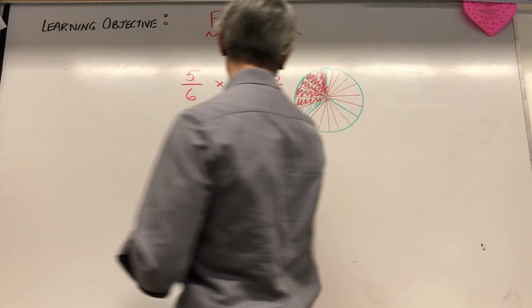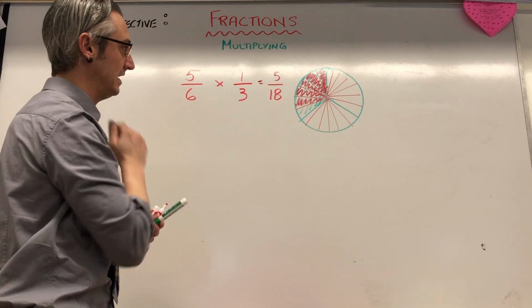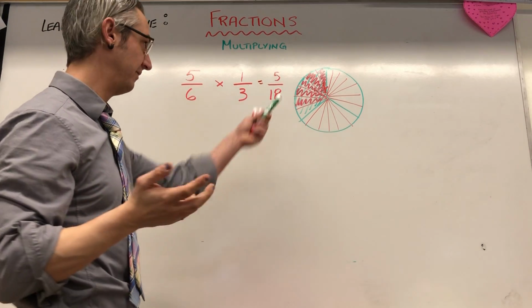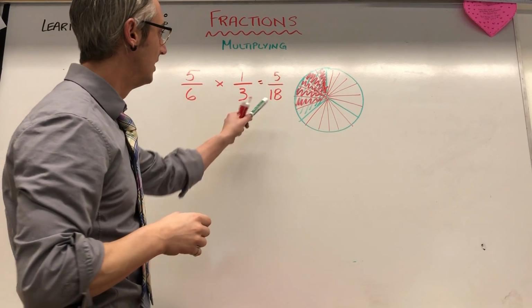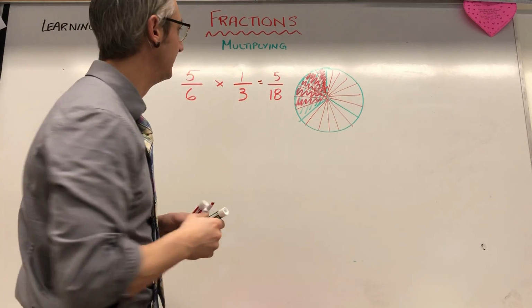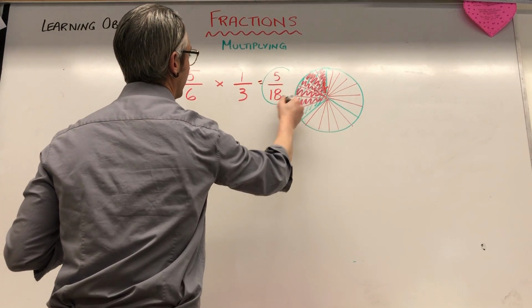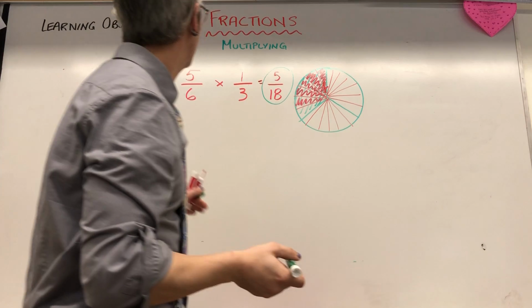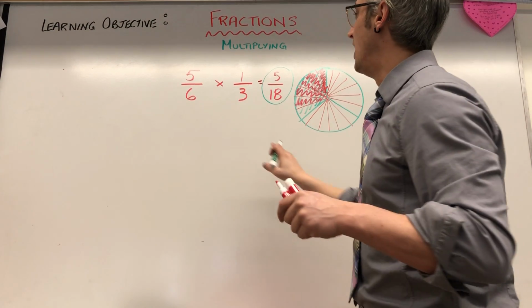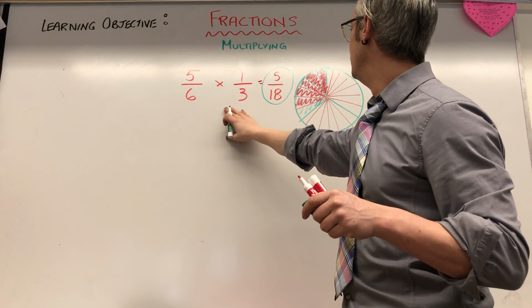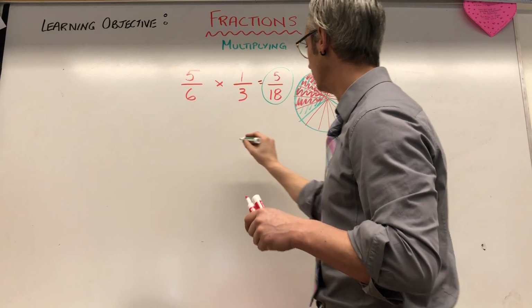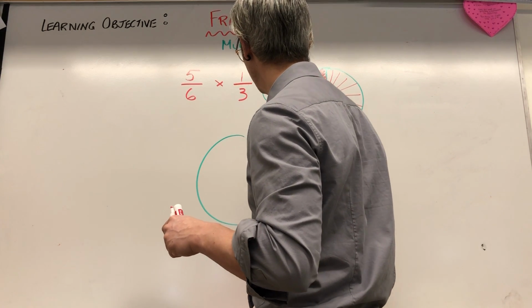Now I can ask, can I divide 5 and 18 by any common numbers? And the answer is no. 5 is already prime, unless 18 is divisible by 5. So this is our final answer. And if we were to look at it the other way, 5/6 divided into thirds. So I could look at it that way. I'm going to divide 5/6 into thirds.